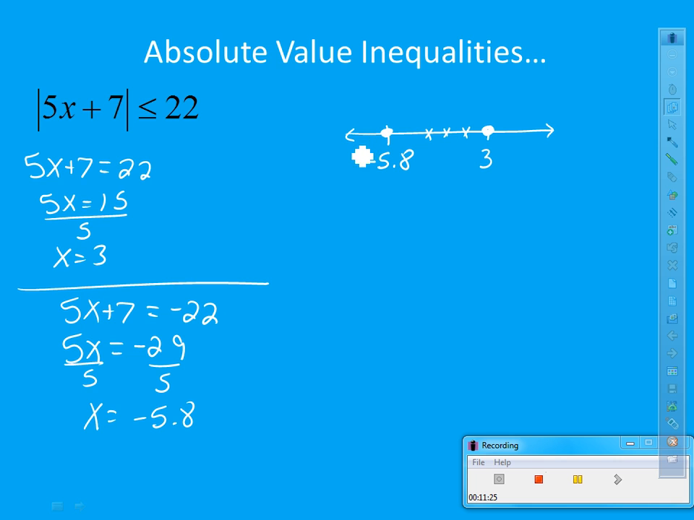I'm going to look at negative 6. 5 times negative 6 is negative 30. Negative 30 plus 7 is negative 23, which is not less than 22. So here's my answer.